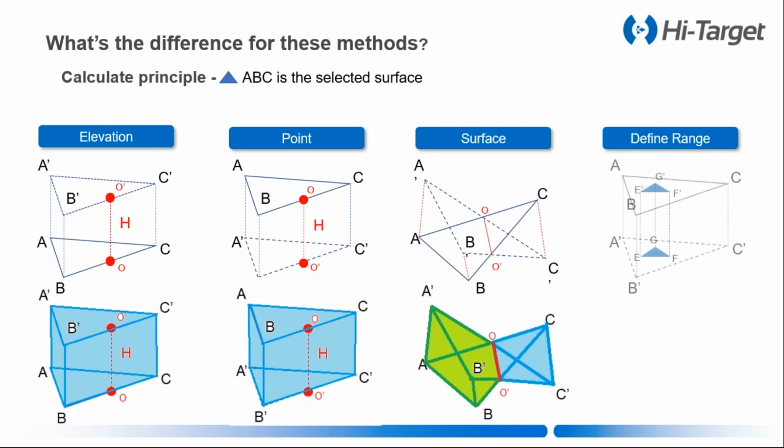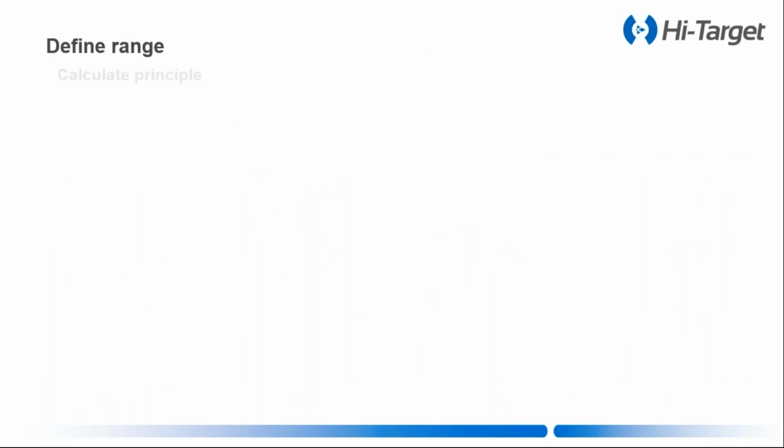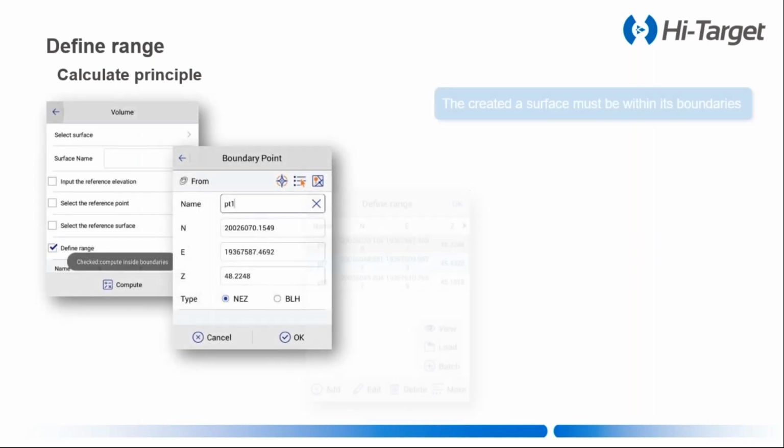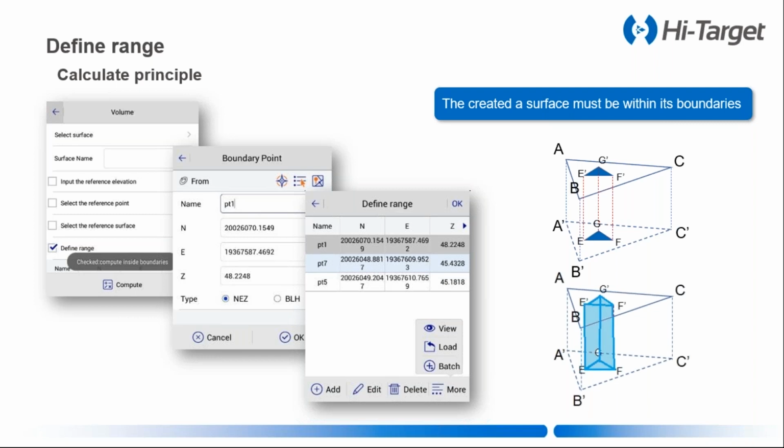The last one, defined range. As you see, this will calculate the partial volume. So now I'll give you a brief introduction to how to use the defined range. As we know, we need to create a surface. The points that create the surface must be within the boundary, as in the picture on the left.